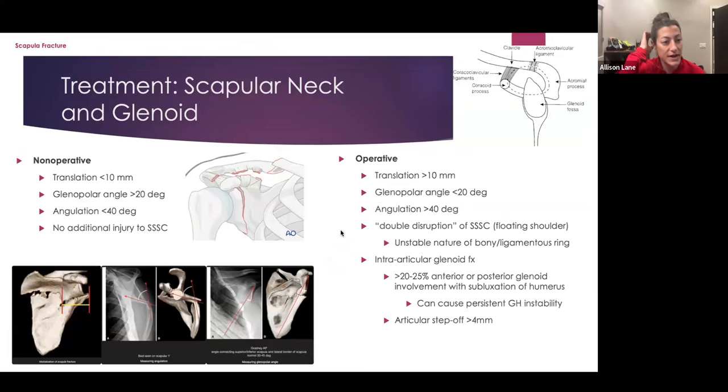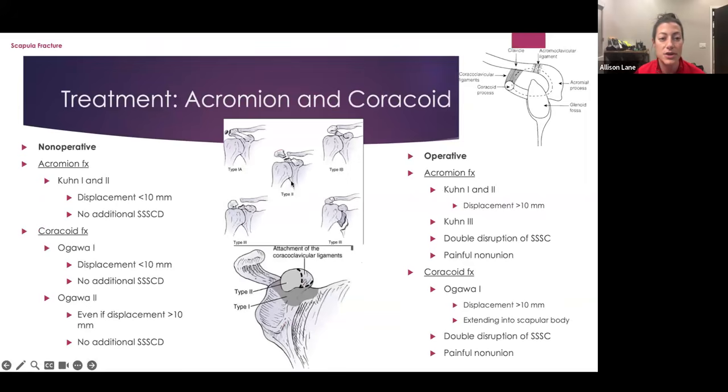For the scapular neck and glenoid, it's going to be the same. You're going to look up what we need to worry about. Truly, it's going to be those numbers again, the measurements and the angles. Or if there's injury to that suspensory complex, that's generally going to be operative. And for acromion and coracoid, also any injury to that suspensory complex, I'm going to consider operative repair.